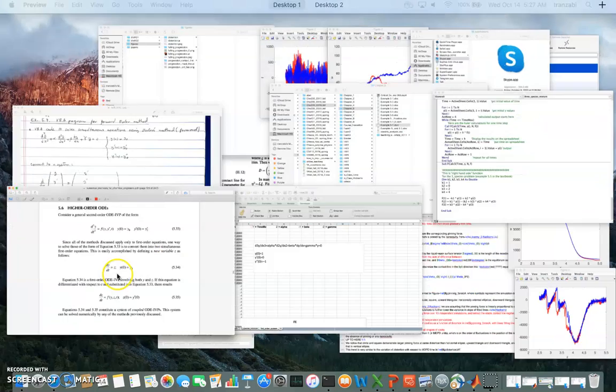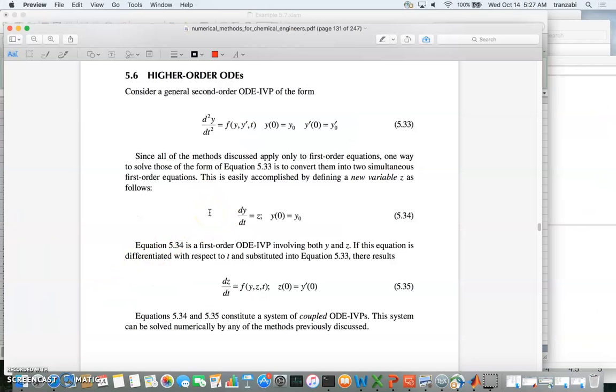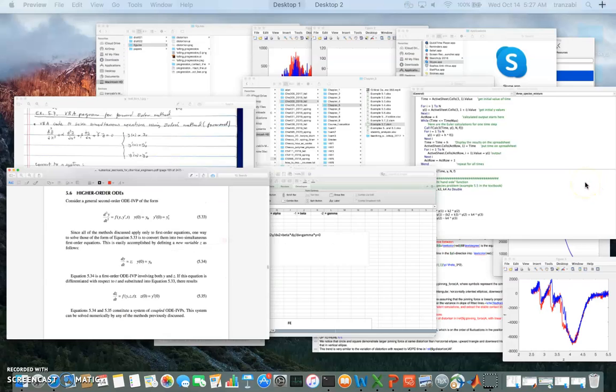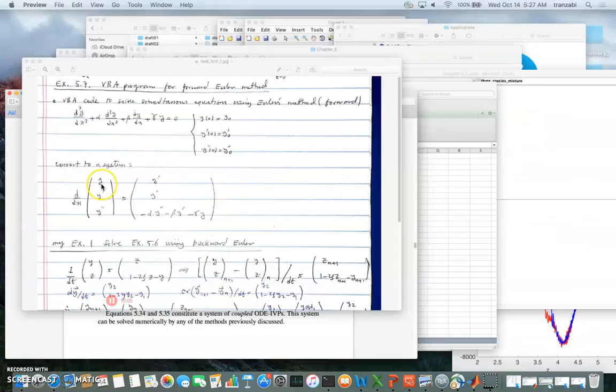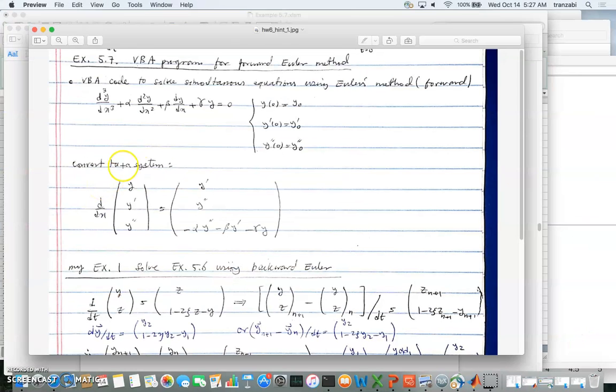Okay, and if you don't remember this, I really encourage you to go back maybe in the last two videos and look at how we converted higher order differential equations to the system. Okay, so let's go back to the equation we have.